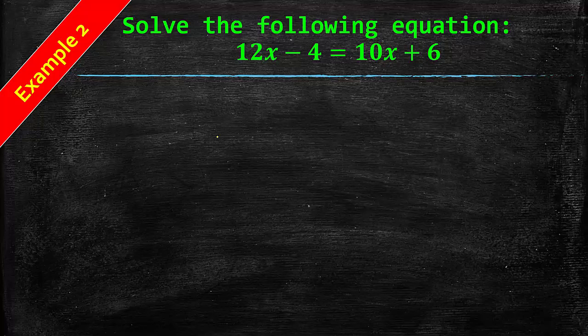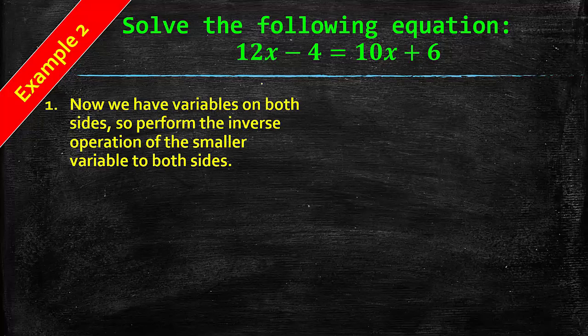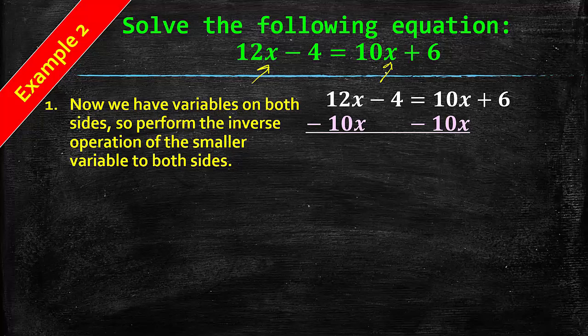All right, so next example. Now we have variables on both sides because we have an x here and we have an x here. So we want to perform the inverse, and I find it's always easiest to take the variable with the smaller coefficient. So here 10 is smaller than 12, so we subtract 10x from both sides. That's going to clear that side, and because the variables are the same, all we have to do is subtract the coefficients, which is going to leave us with 2x. Everything else stays the same.